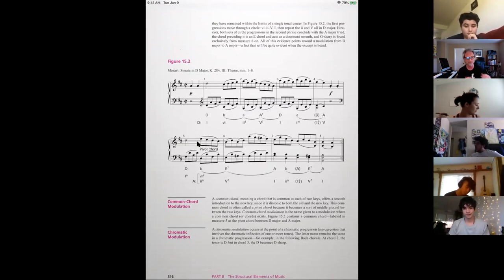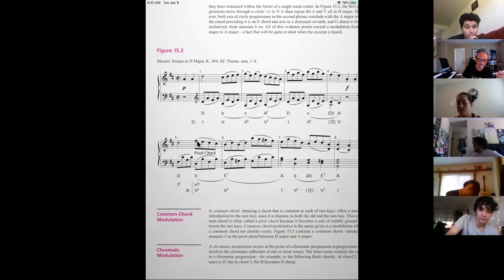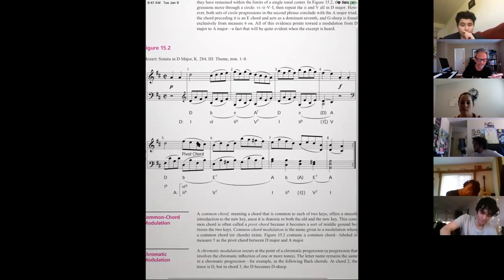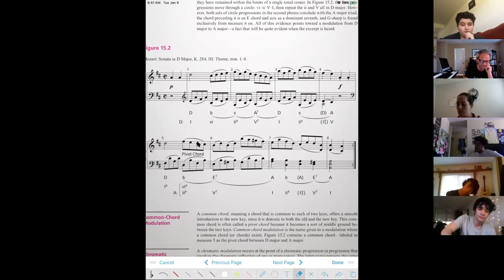Okay. So do you see the analysis that Benward has provided for us? This is really interesting, everybody. His first analysis is this. He goes, okay, D major arpeggio right here. That's a D major for sure. And that's a B minor in root position. This is an E minor in second inversion.